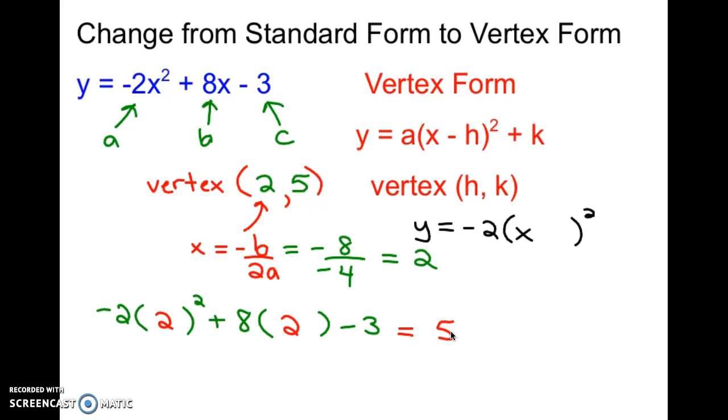The number that goes next to x, notice that in the vertex form, x minus h, you're taking the opposite of the x coordinate. My x coordinate was 2, so I'm going to put -2. That's an easy way to think of it. It's always the opposite of the x coordinate. And then your y coordinate, which is +5, simply goes in at the end as is. So y equals -2(x minus 2) squared plus 5 is the vertex form of this equation.